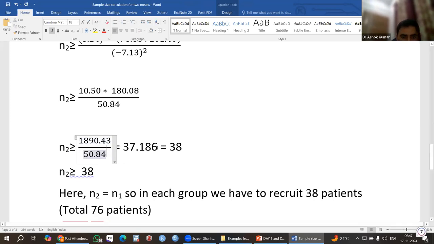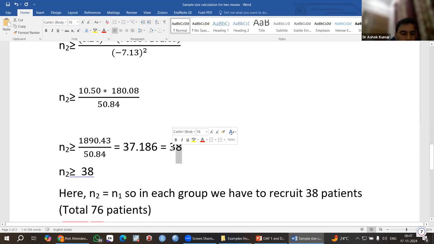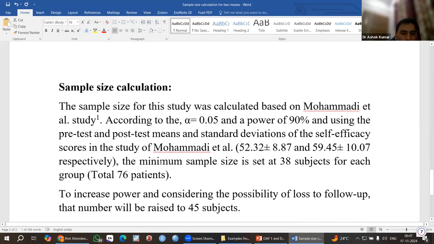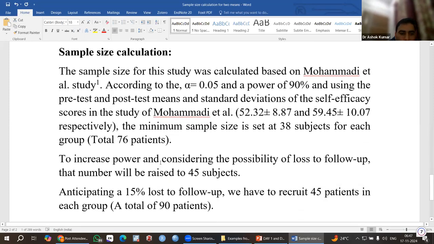So this is coming like this. Okay, 37.186. It is coming 38. So in N2, this means the control group. Here N2 is equal to N1, we know. So in each group, we have to recruit 38 patients, a total of 76 patients. So we can write down according to this.